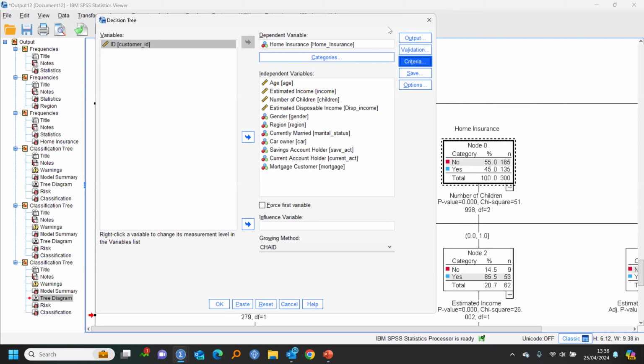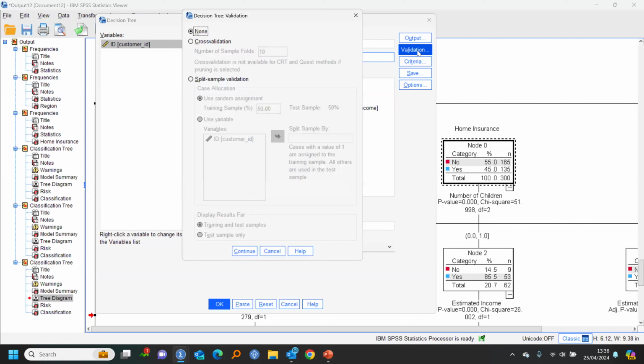So they're not completely, if you like, independent of one another. It actually adjusts the probabilities to say, look, you're running a lot of tests here, and you really should be careful. And so Bonferroni is a standard method that's used for that. If I want to test the tree, though, I could click on validation here.